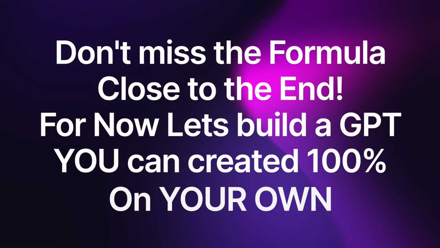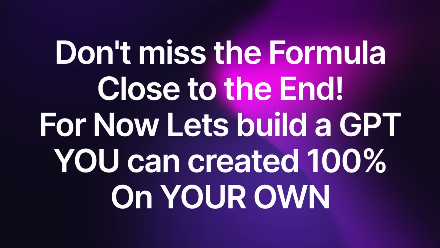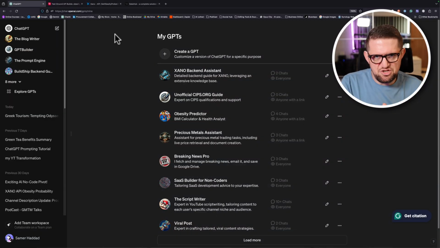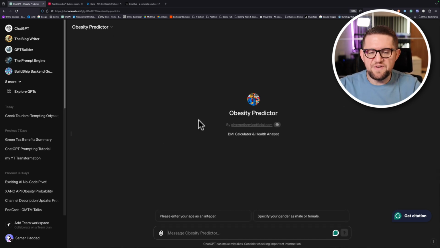Okay, so to create this video, I have created a GPT. So I got a database, built an API, built a GPT, and I called it the Obesity Predictor. And this is the GPT here. It's very simple. It's a GPT that you give it your gender and your age, and it will give you the probability of being underweight, normal weight, overweight, or obese. So let's take it step by step and see how I've built this thing.